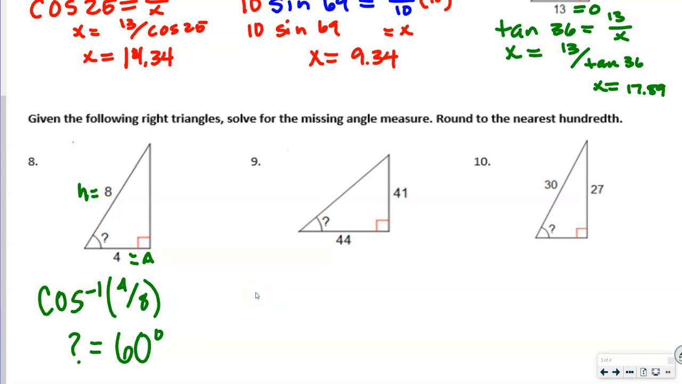So on this next one, again, we're going to label what we have. This is our opposite, and this is our adjacent.